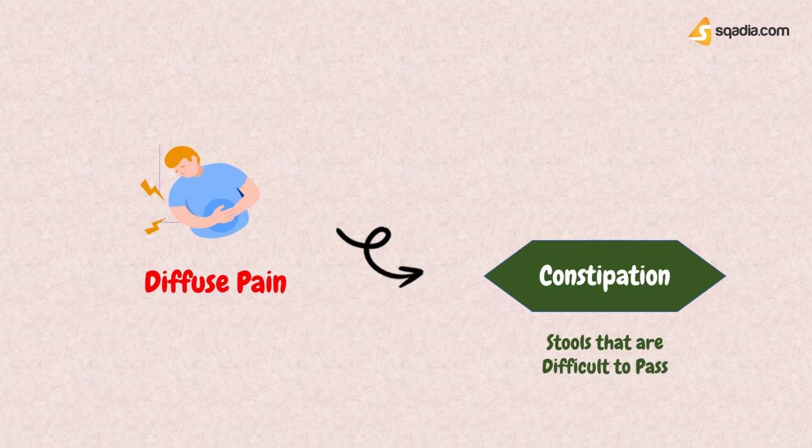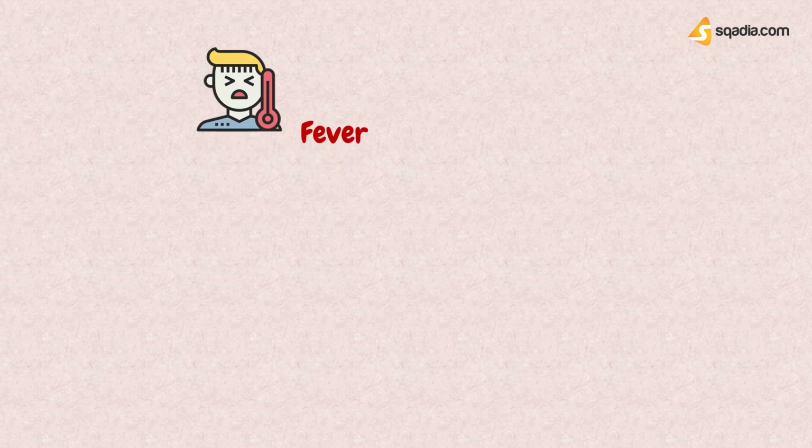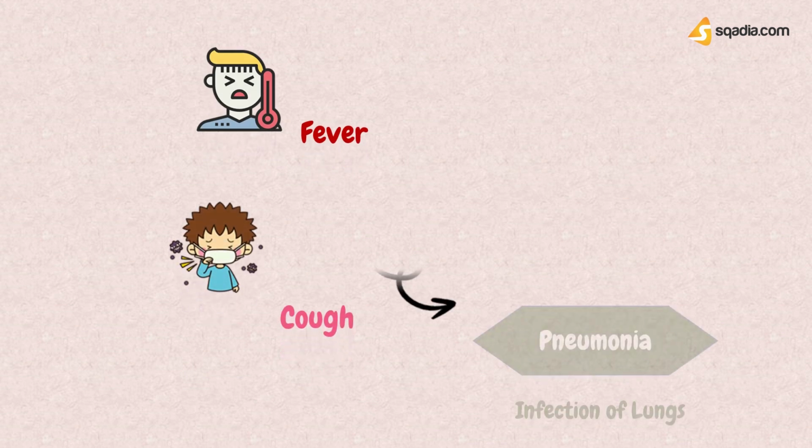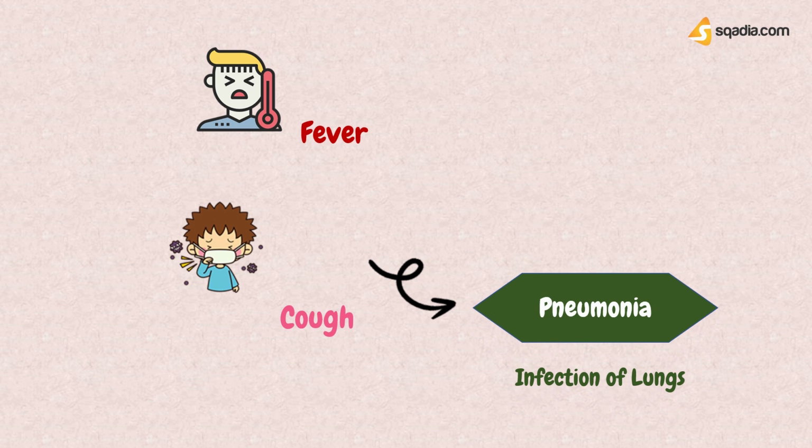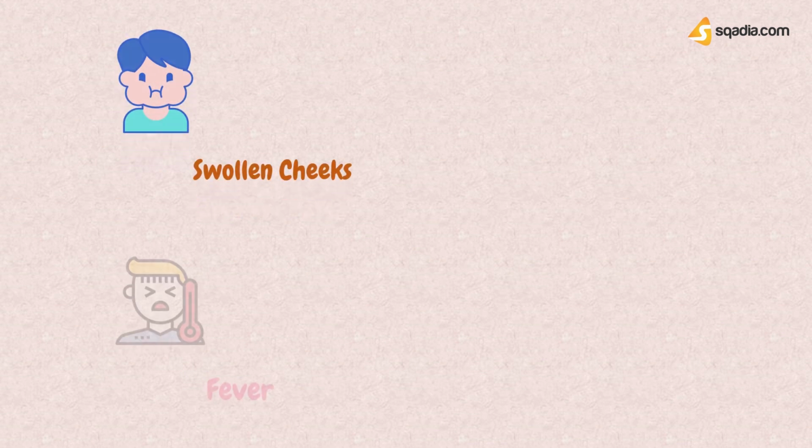difficulty passing stools. Now, if the child shows symptoms like fever and cough, then this might give you an indication that the patient has pneumonia. Well, pneumonia is a lung infection which leads to abdominal pain. But what if your patient is having swollen cheeks and fever?